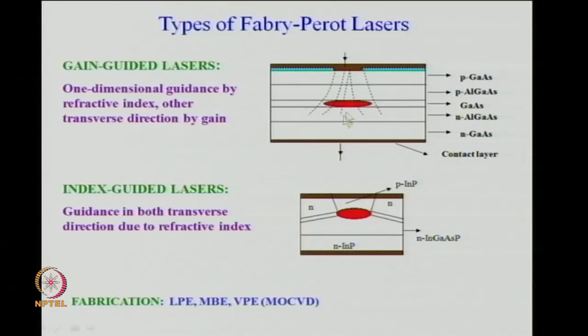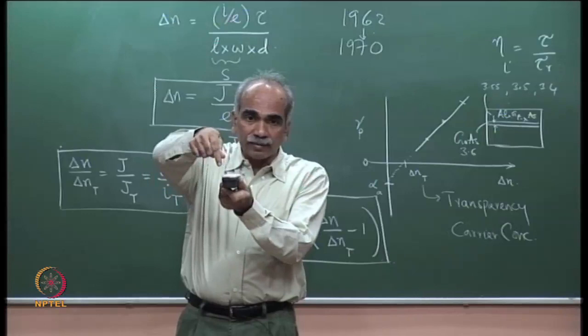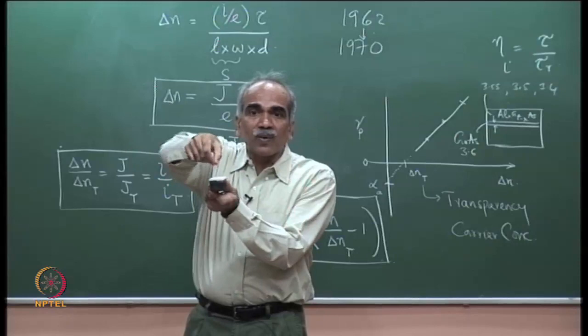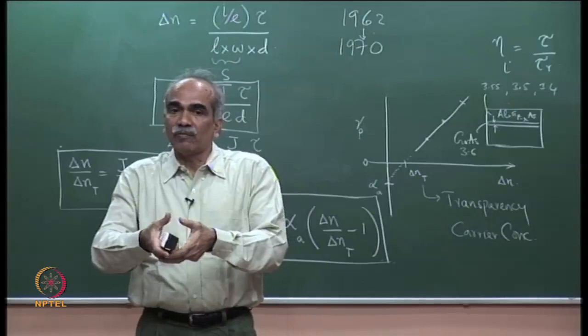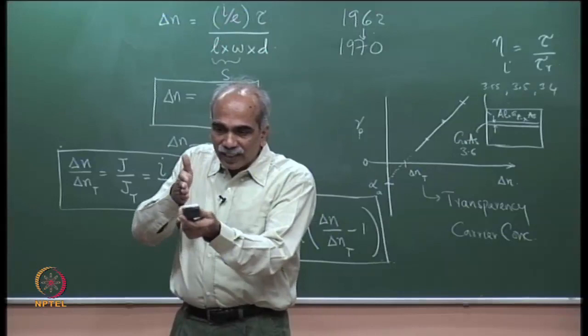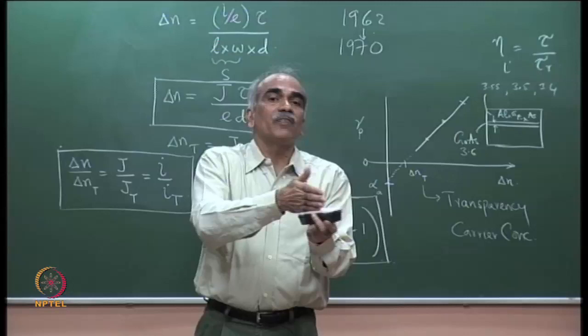What do I mean by that? Because the contact electrode here is restricted to a small region of about 5 to 6 micron, the carriers primarily flow over a region of about 5 to 10 micron width. That means only in this region you have high carrier concentration, and therefore high gain. This is a strip all along the length, so the gain is confined to a strip all along the length, which means the generated optical beam has to be confined only to that strip. There is no physical barrier, but the gain is available only there. Therefore, the light builds up only under that contact strip, and this is called a gain-guided laser.